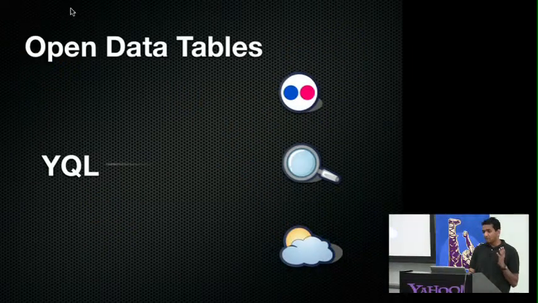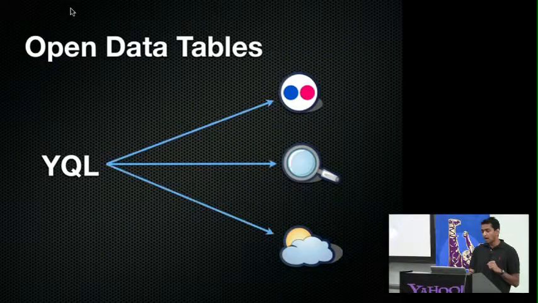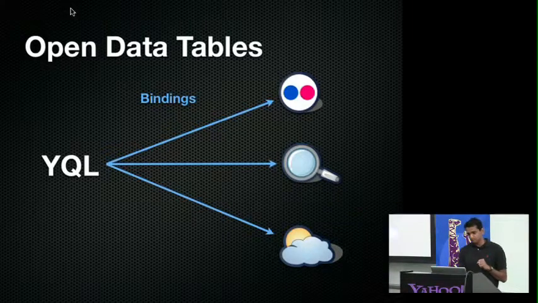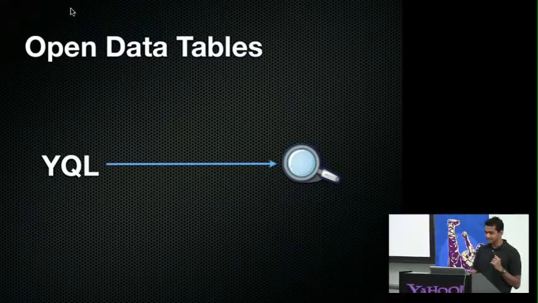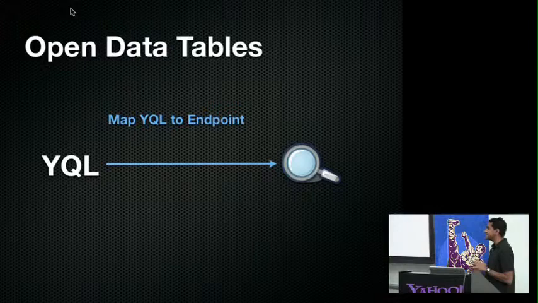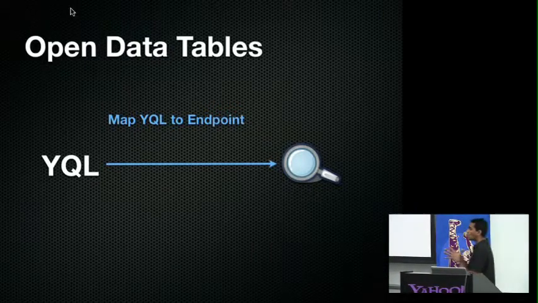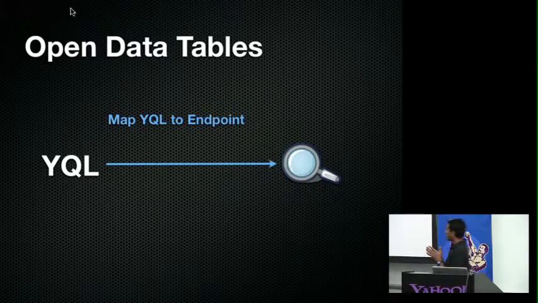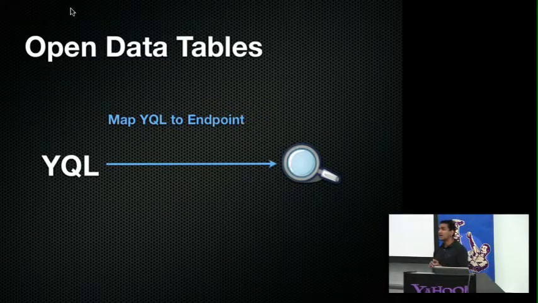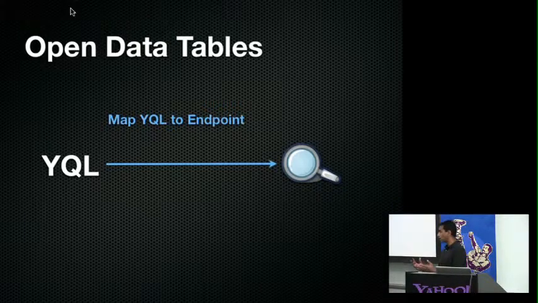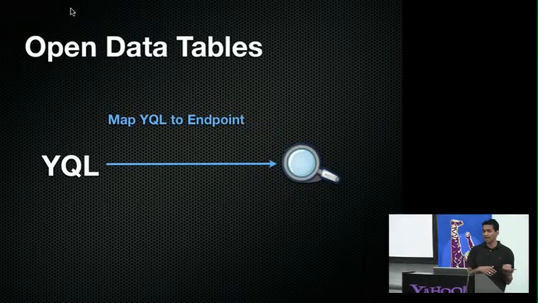Here we are focused more on the bindings. So what exactly are these bindings? The bindings tell YQL how to talk to a particular endpoint, and they make it declarative so that YQL can understand how to format the URL, how to add the various parameters, fetch the request, and then parse it and return the data back to the user.